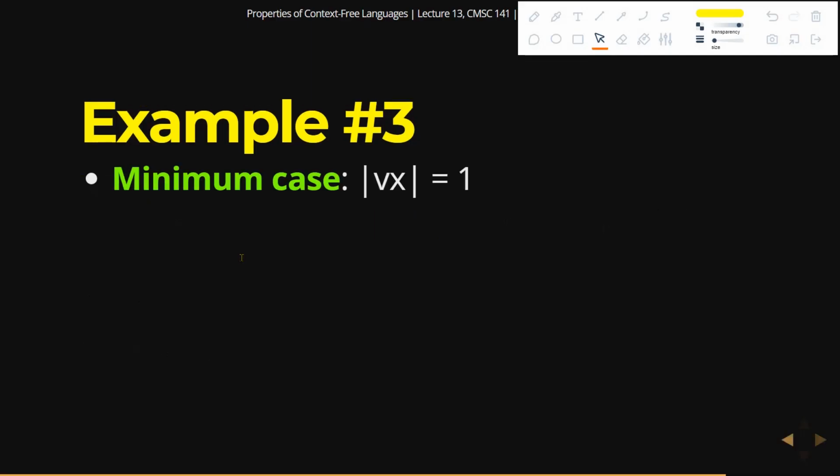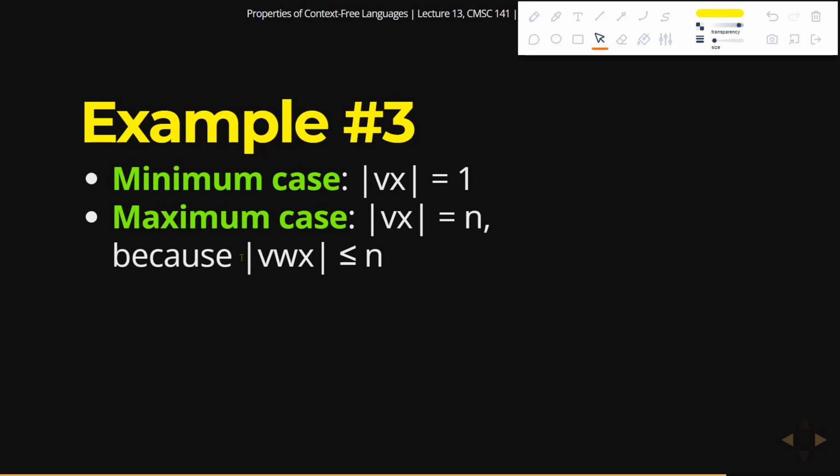Now, how about the maximum length? So the maximum length of vx could be n, and that is if w here is epsilon, because the length of vwx cannot exceed n. So if w is epsilon, then vx could be n in length.